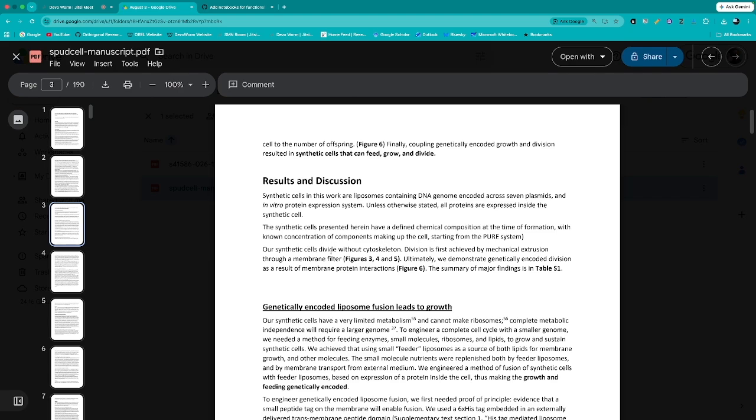And of course, their synthetic cells divide without cytoskeleton. Division is first achieved by mechanical extrusion through a membrane filter. Ultimately, we demonstrate genetically encoded division as a result of membrane protein interactions. So they kind of go over this in the figures, but basically they're inducing division, and then there's this protein crowding on the membrane of the liposome, which is not a cytoskeleton, but is a lipid layer.